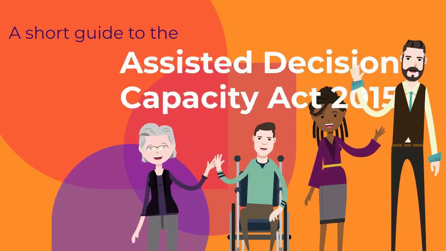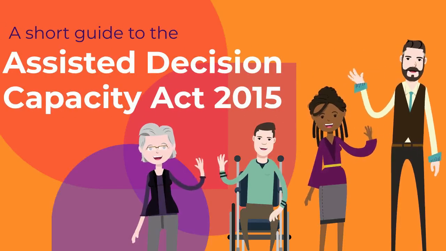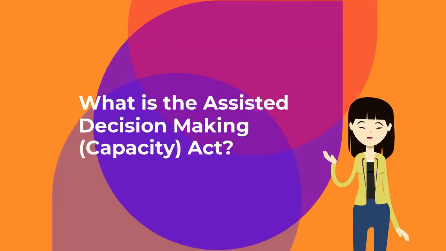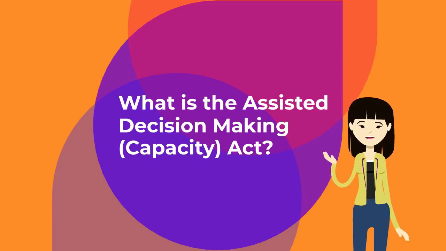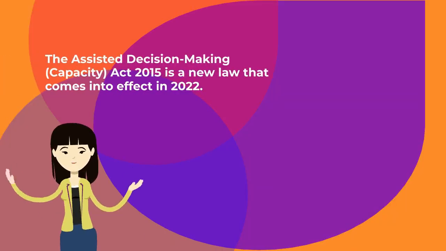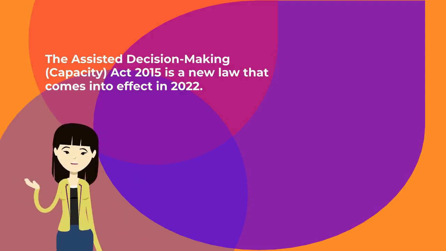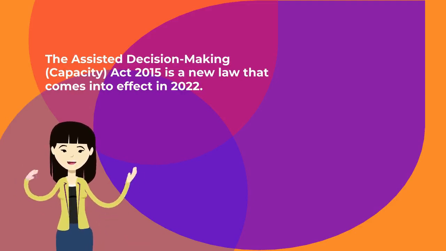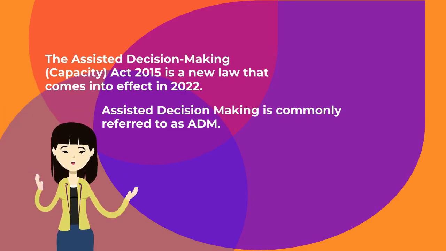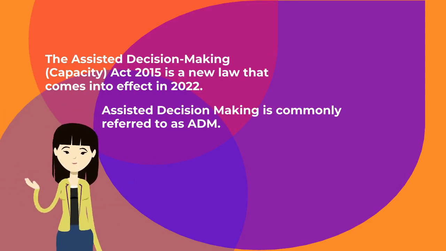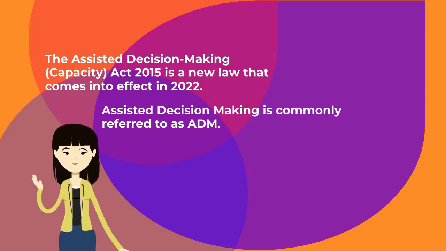A short guide to the Assisted Decision-Making Capacity Act 2015. What is the Assisted Decision-Making Capacity Act? The Assisted Decision-Making Capacity Act 2015 is a new law that comes into effect in 2022. Assisted decision-making is commonly referred to as ADM.